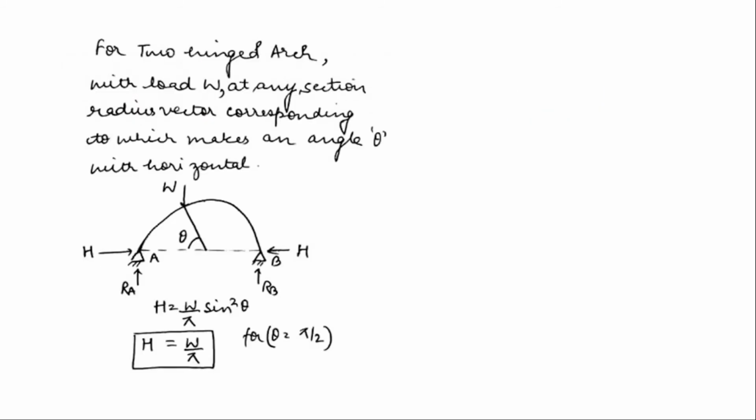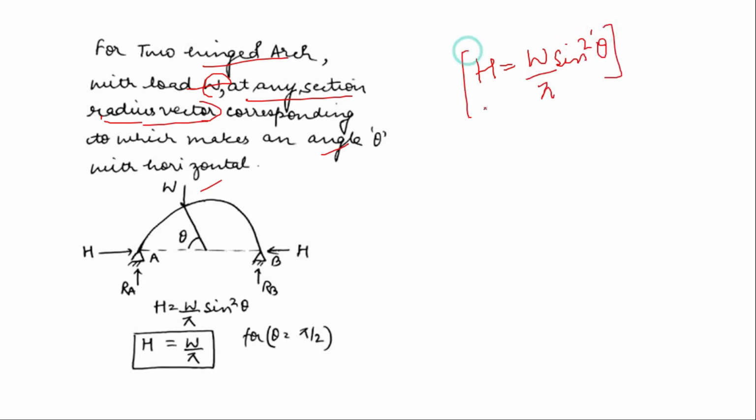Okay, so we have to find out this H. We know that for a two-hinged arch with a load W acting at any section, with the radius vector at an angle theta, H is equal to W sin²θ upon π. That is, the horizontal reaction will be W into sin²θ upon π. This W acts on any part of the two-hinged arch, making an angle theta with the center, and the horizontal reaction produced by it will be W upon π sin²θ.